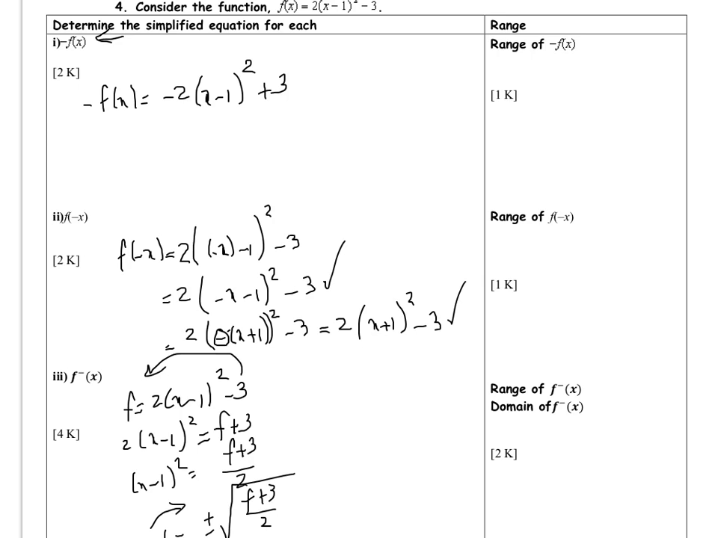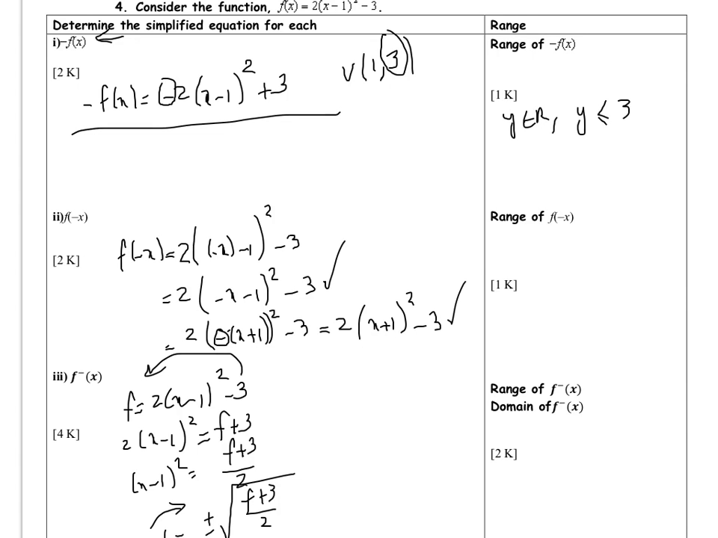The next part of the question says the range of minus f of x. This is minus f of x. You can see that this is a parabola. The vertex for this parabola is at 1 and 3. And it opens downward because of negative 1 here, so we can say the range is y in R, and y has to be less than or equal to 3 because the maximum value of the vertex is 3. The next part, it says find the range of f of minus x.